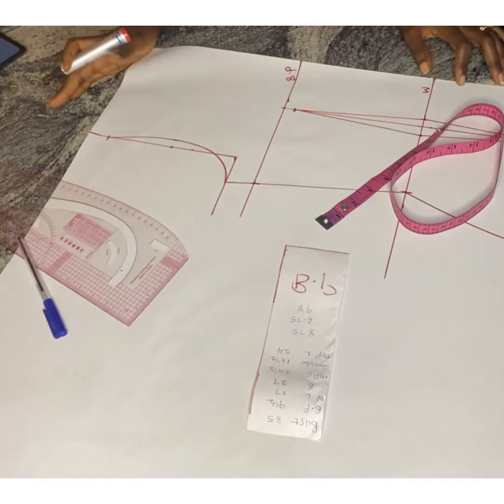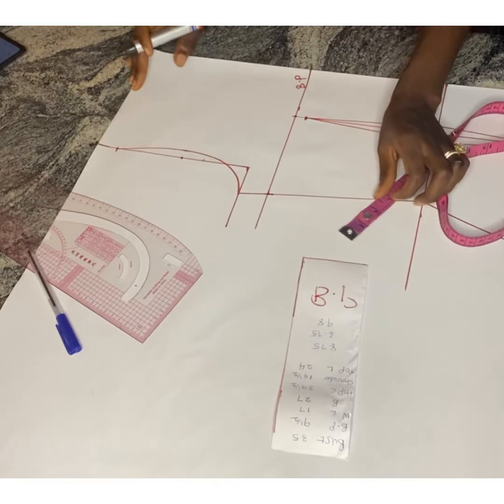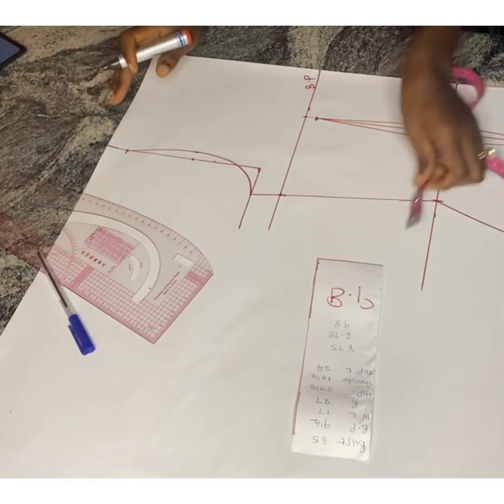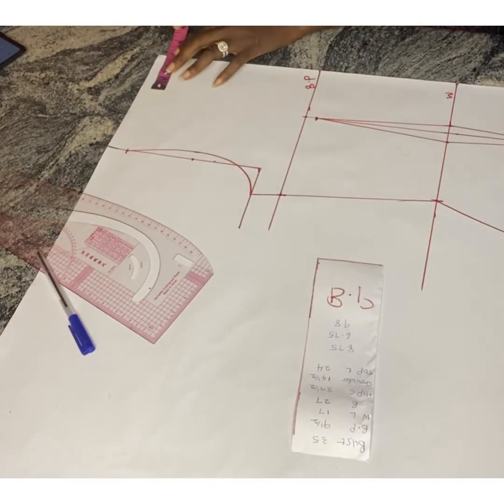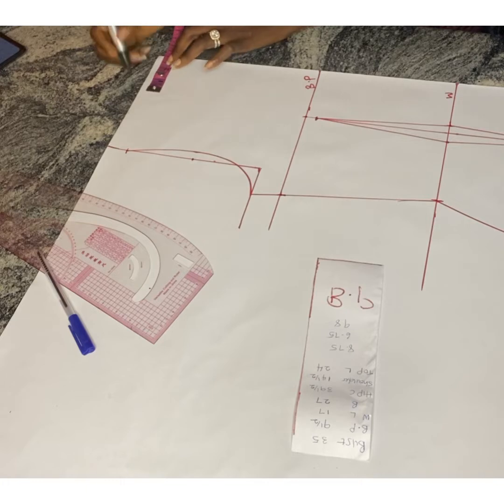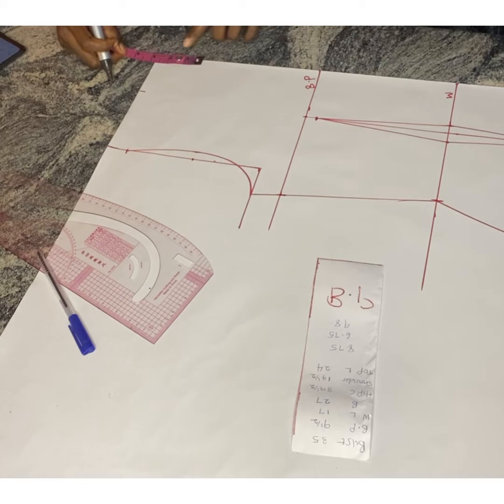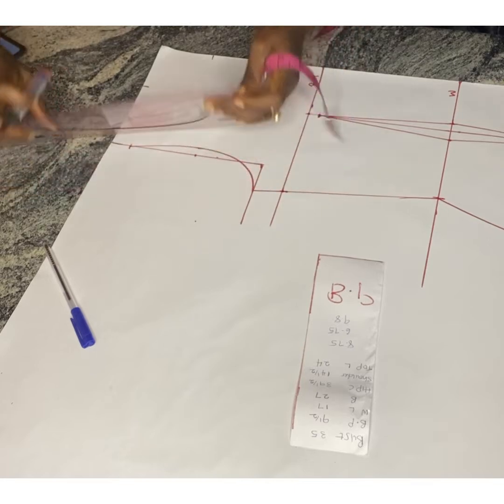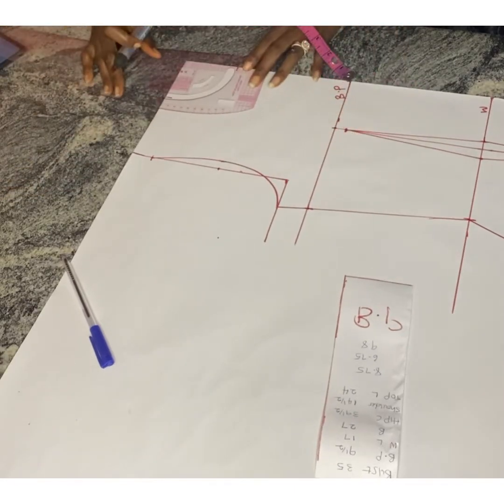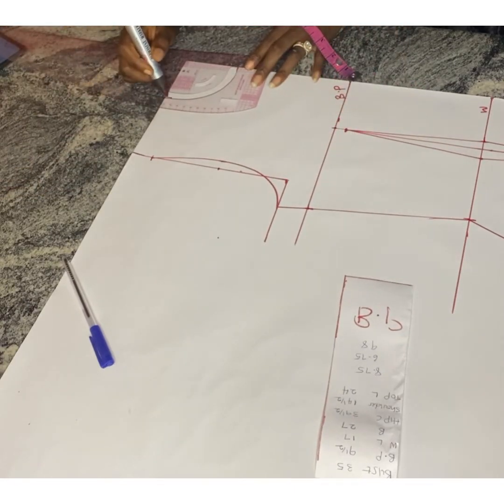So this is what you should have for your armhole. Okay, so now I'll be going ahead to draw out my neck. I'll be marking 3 inches on the width and 3 inches for the depth of the neck. So that's more like the basic neckline. Then I'll be drawing out my neck.